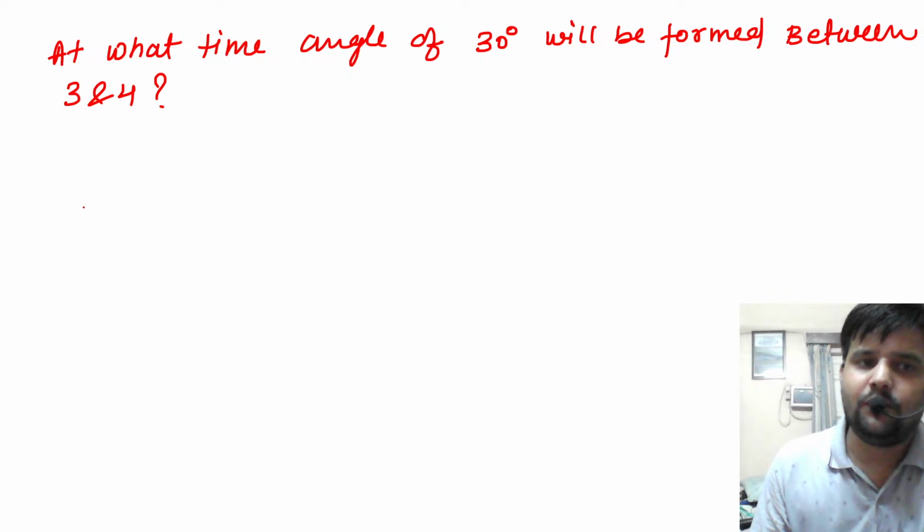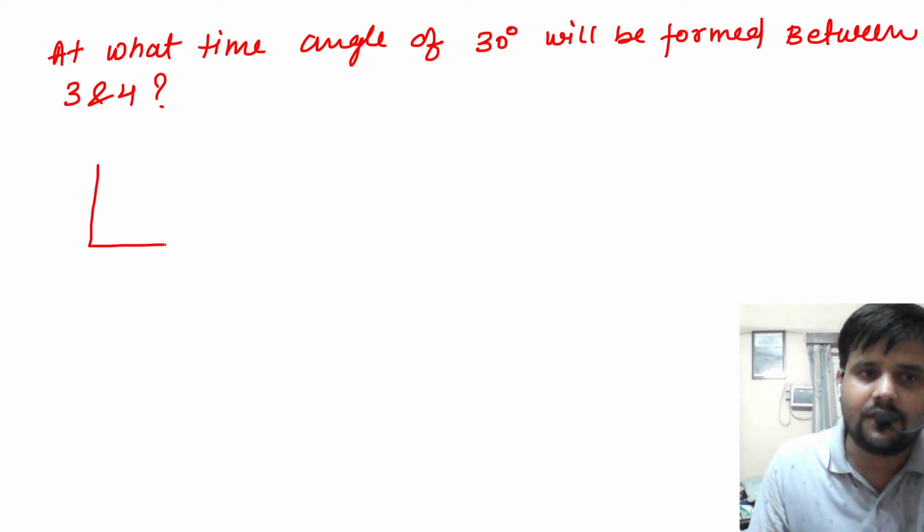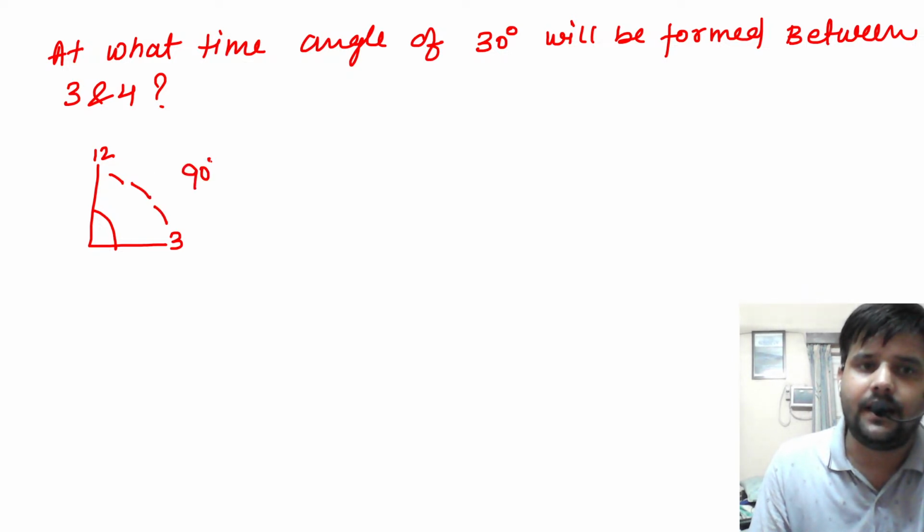So what will we do? First step is just imagine the position of needles at 3. At 3 the minute hand is at 12, and the hour hand is at 3. So how much is the distance? 3 gaps: 12 to 1, 1 to 2, 2 to 3. It is 90 degree currently.